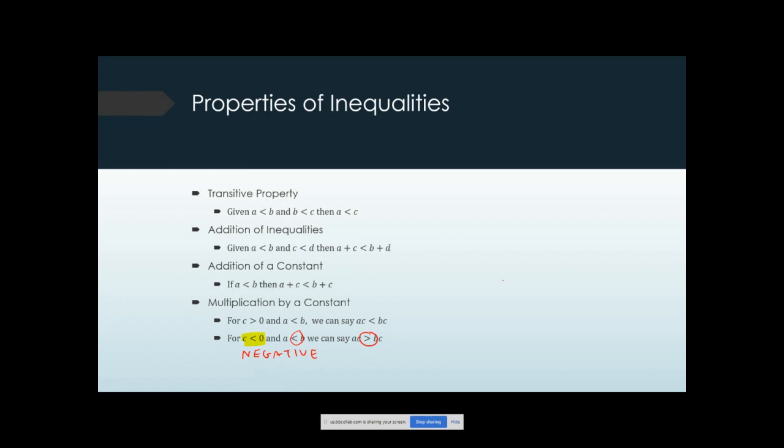And why that is true, let's say I have 2 less than 5. If I multiply both sides, let's say by -1, that would be -2 and -5. Well, -2 is not less than -5. -5 is less than -2. So you have to flip the inequality to get something that's still true. So that's why if you are multiplying or dividing by negative, you have to reverse the inequality. If you're adding a negative, it doesn't matter. It's just with the multiplication and division.